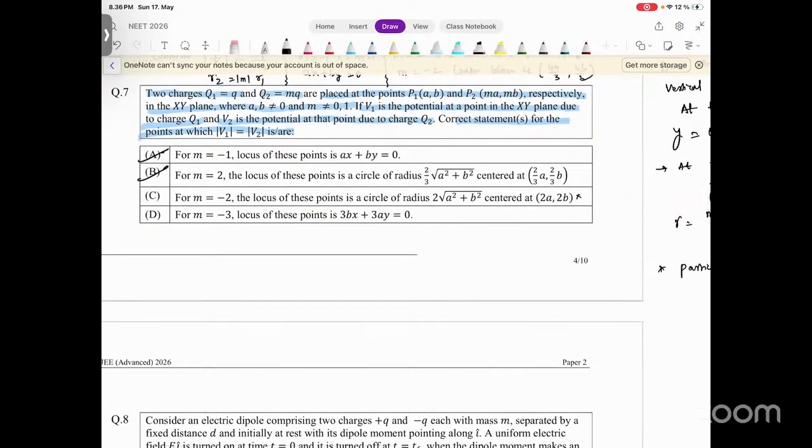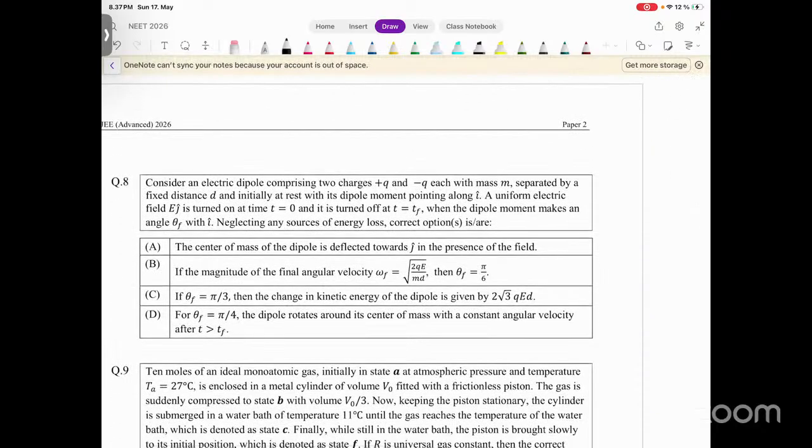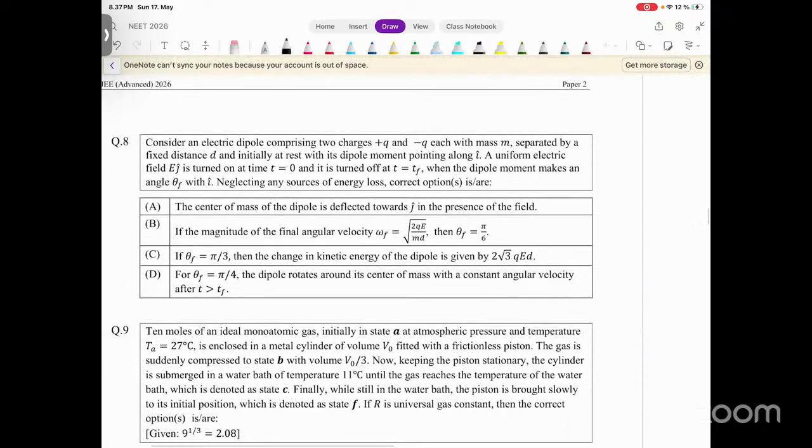Now if I take M equals -3, it's not a linear locus. So it is not possible. So I feel that D is also wrong. So only A and B will be correct for us. Okay. Sure.